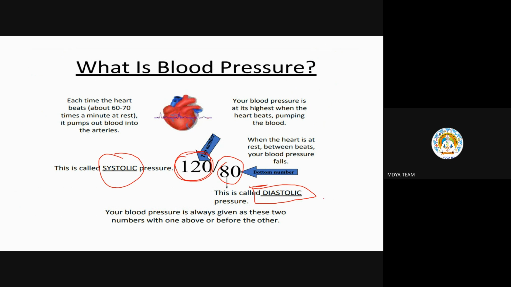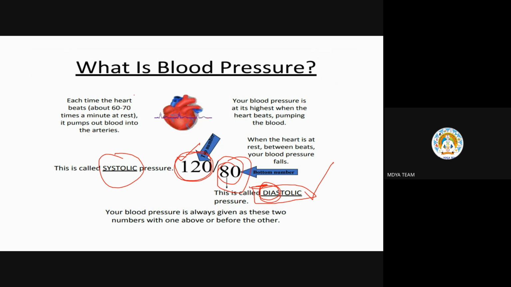So for easy learning, as a synonym, you can remember the word decreasing, something related to decreasing, that is this lower number. That is diastolic, and this is 80, the small number. And the bigger one is 120, the upper one. So what is this 120? It is written that each time the heart beats, 60 to 70 times a minute at a normal resting position, it pumps out the blood into the arteries.